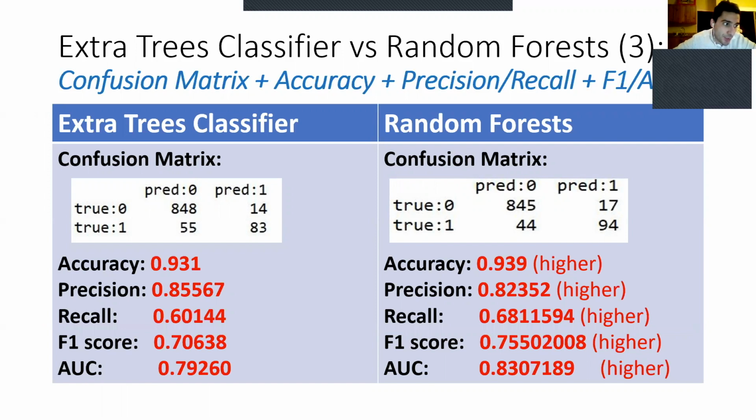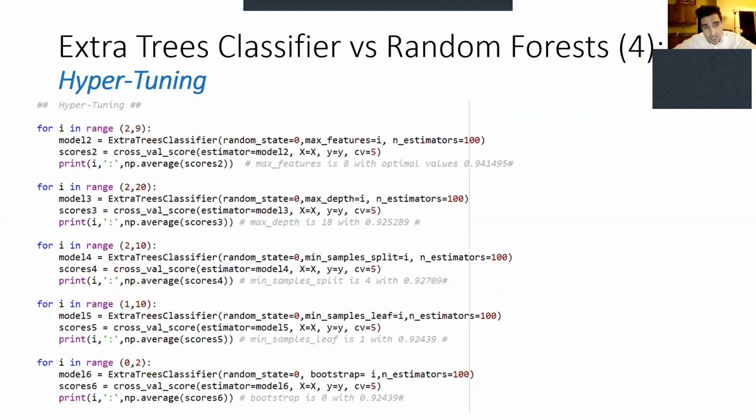Even though extra trees have only slightly higher true negatives and false negatives, random forest has slightly higher true positives and false positives. So before making any assumptions, we decided to verify these results by doing some hypertuning. As you can see, we performed the hypertuning for both the random forest and extra trees classifiers.